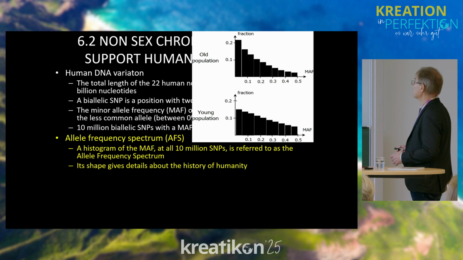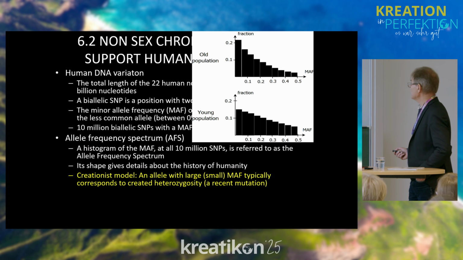And the interesting thing now is that we can build an allele frequency spectrum, and that's a histogram of the minor allele frequency of all 10 million SNPs. So here we have all the 10 million SNPs, and how many are there with this particular minor allele frequency, and this particular, and so on. And the shape of the allele frequency spectrum gives information about the history of humanity. So usually an old population has a higher fraction of SNPs with a small minor allele frequency, whereas for a young population it tends to be more flat.